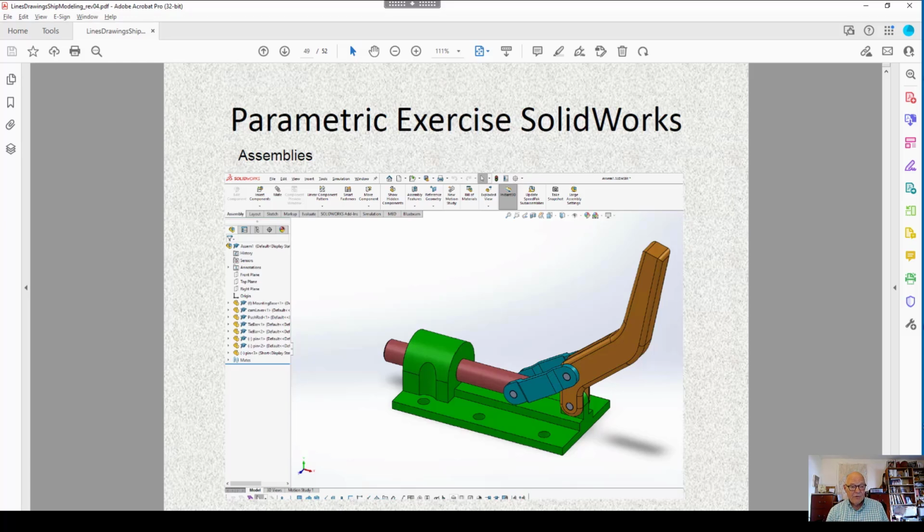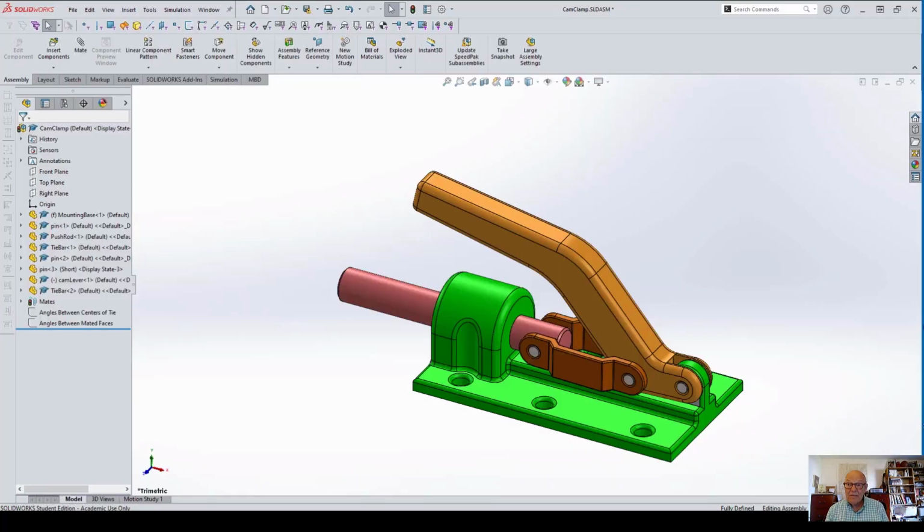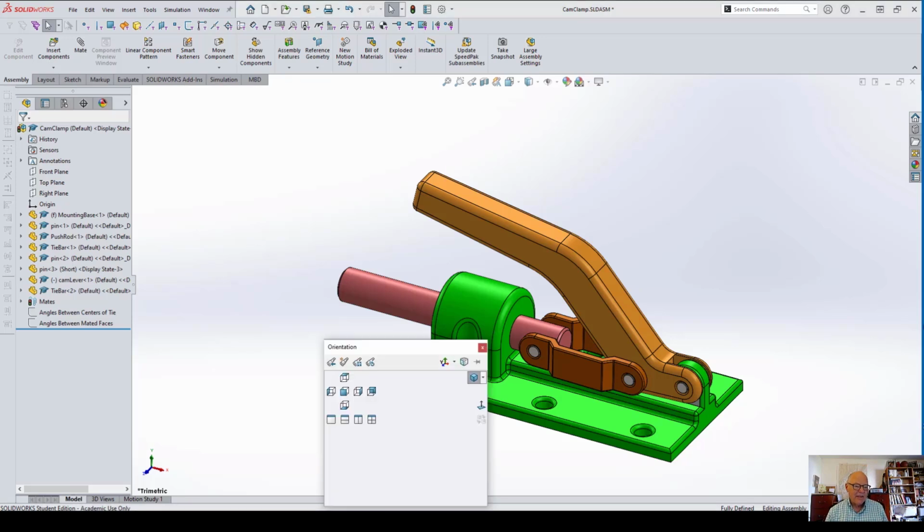Now, when you create an assembly in SolidWorks, when I say SolidWorks, I mean any parametric software, you want to start with a part that holds everything together. In this place, that base is the only logical starting point. So that's where I'm going to start when I bring that in. Let me open up an assembly and I'll show you what it looks like, and then we'll bring in the individual parts. So this is the toggle clamp put together, and I'm going to show you how it works.